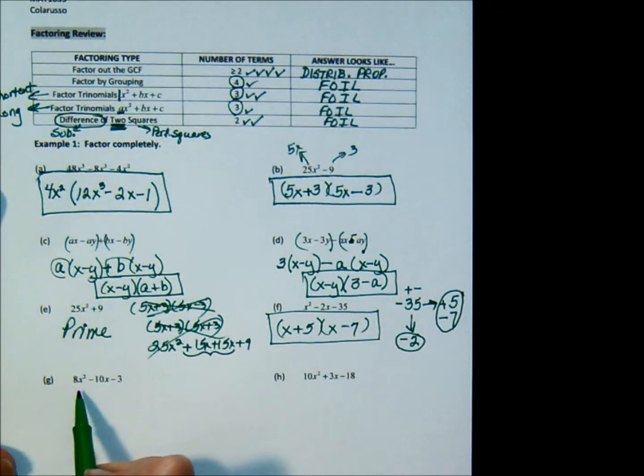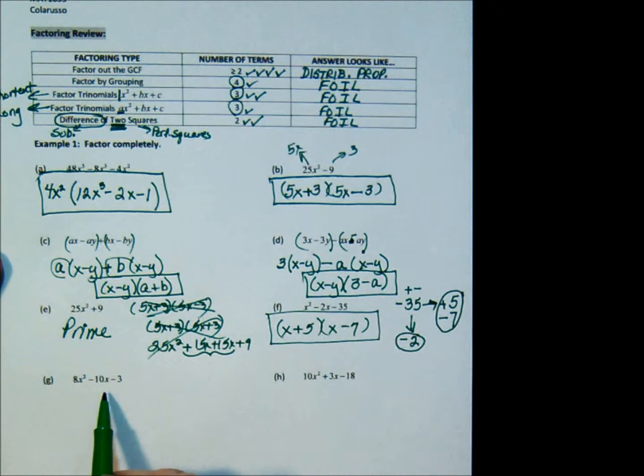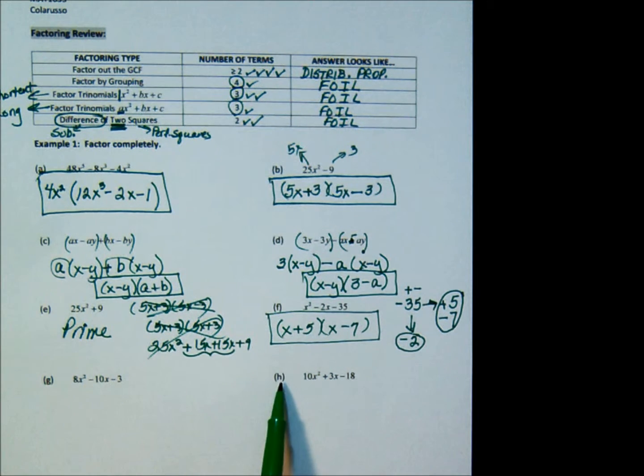The next one is also a trinomial. So it could be GCF, it could be trinomial short or trinomial long. There is no number that goes into 8, 10, and 3 other than 1, so I don't need a GCF. And there's not a 1 in front of the squared term. So this is an example of trinomial long. By the way, so is H. So you need to pay close attention because this is the one people have the most trouble with.